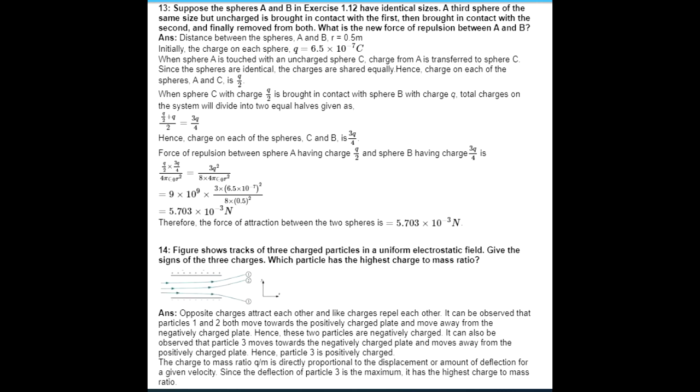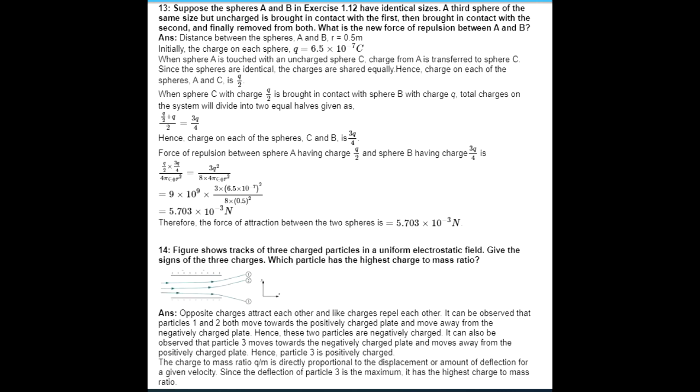We know that opposite charges attract each other and like charges repel each other. It can be observed that particles 1 and 2 both move towards the positive charge plate and move away from the negatively charged plate. Hence, these 2 particles are negatively charged. It can also be observed that particle 3 moves towards the negatively charged plate and moves away from the positively charged plate. Hence, particle 3 is positively charged.